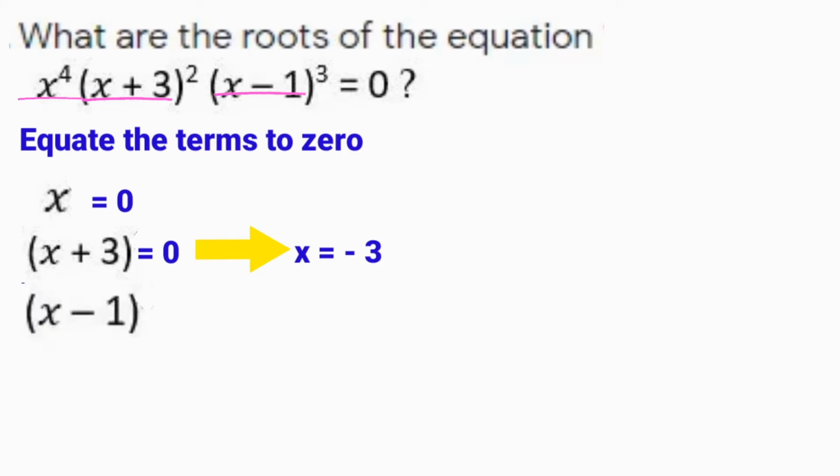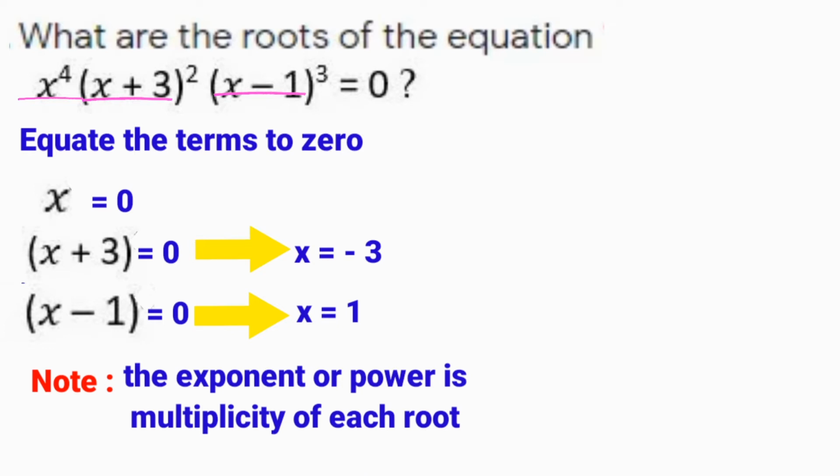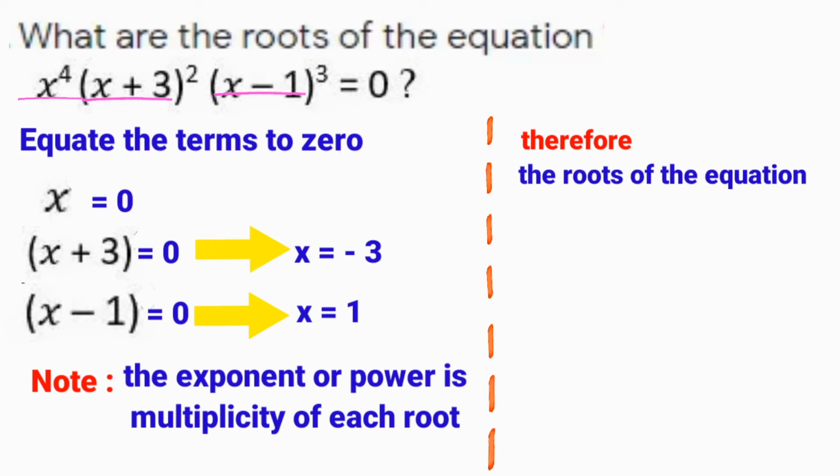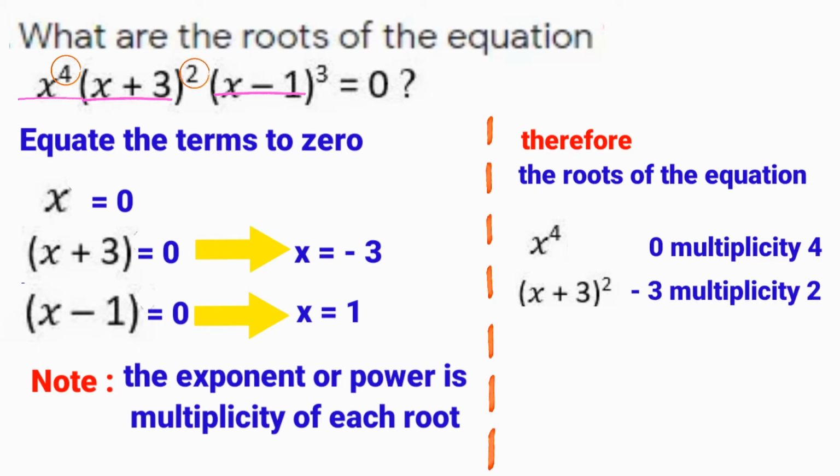The quantity x minus 1 is equal to 0. Transpose negative 1 to the right side. x will be equal to 1. Take note that the exponent or power is the multiplicity of each root. Therefore, the roots of the equation: x to the 4th power is 0 with multiplicity 4. The quantity x plus 3 to the 2nd power is negative 3 with multiplicity 2. The quantity x minus 1 to the 3rd power is 1 with multiplicity 3.